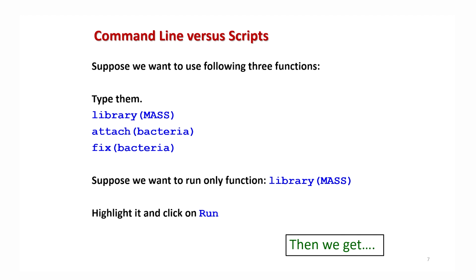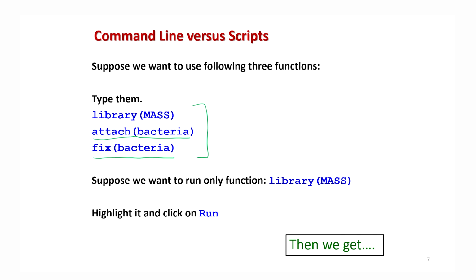Right. So before I show you RStudio briefly, let me first explain what I am going to do. I am going to use 3 functions: library, so that I can load the library MASS. Then I am going to use the command attach, with bacteria inside the parentheses, which is a file, right? And then I will try to edit this file. So I use the command fix, bacteria, right?